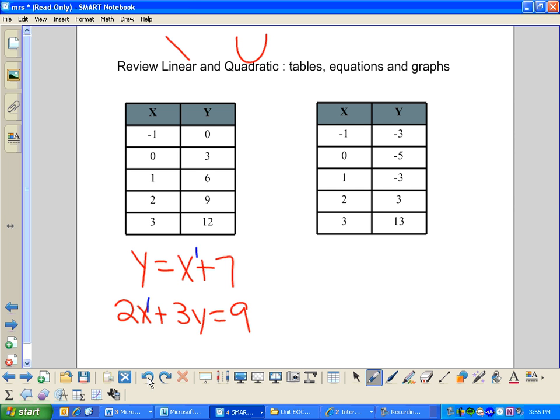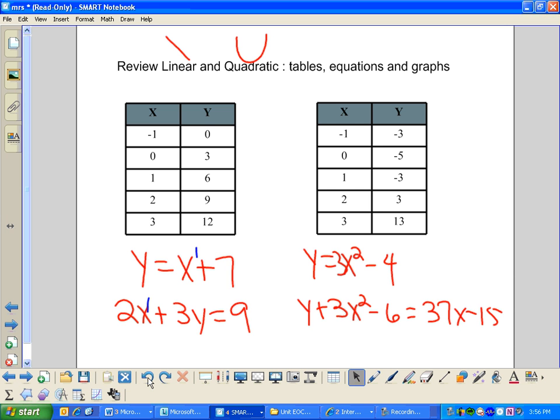Now with a quadratic function, the highest power for the x variable is 2. So you could have y equals 3x squared minus 4. Or you could have y plus 3x squared minus 6 equals 37x minus 15. But in any case, the highest power of that x variable is 2, and that's a quadratic. I know its shape is going to be a parabola when I graph it.